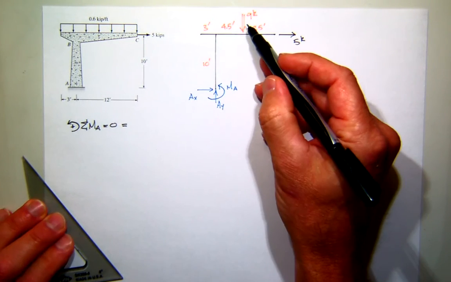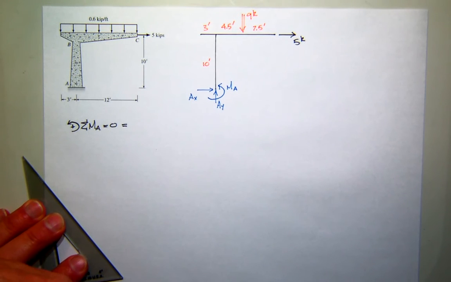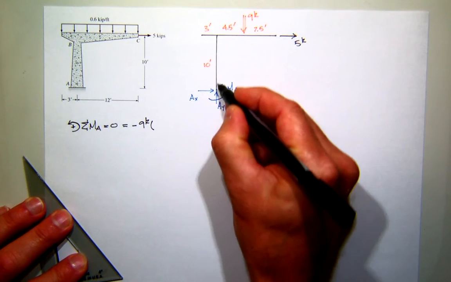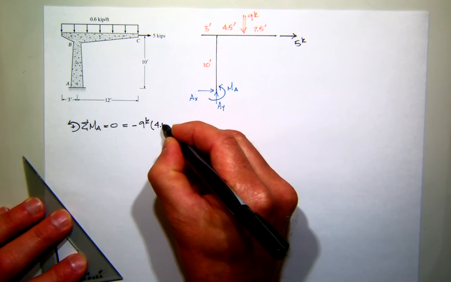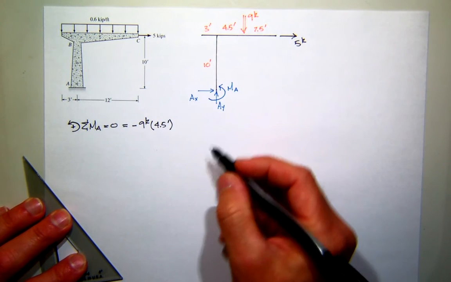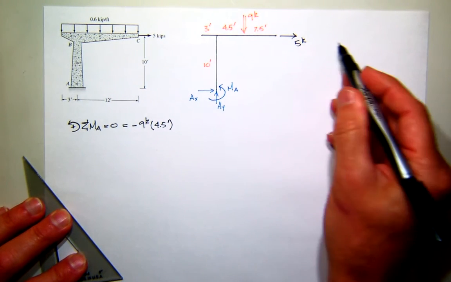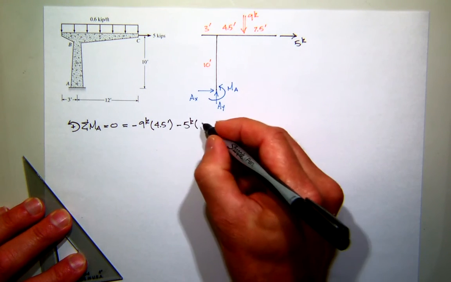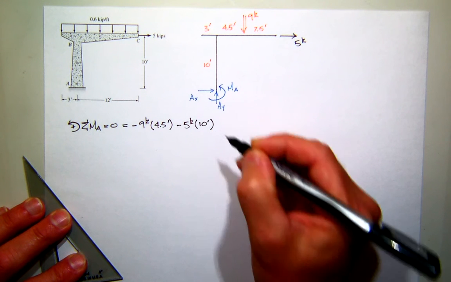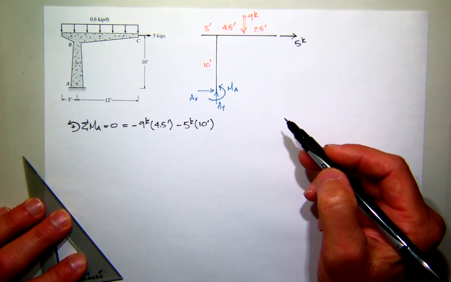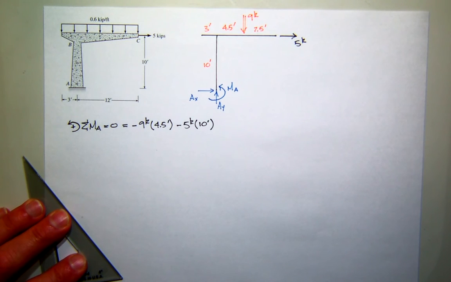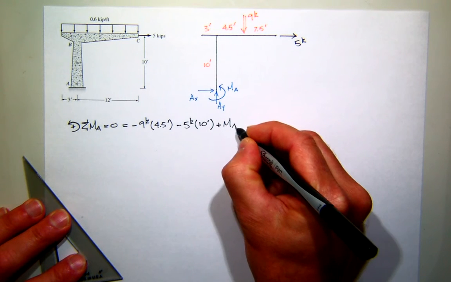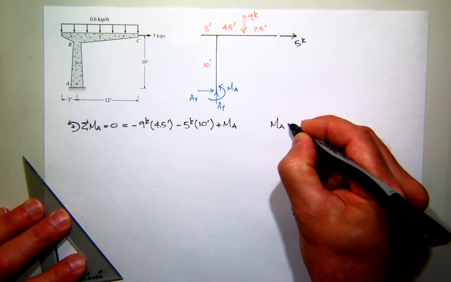So what's the moment about A due to the 9 kip? Is it positive or negative? Negative. So the force is 9 kips. And the moment arm from this line is this distance, 4.5 feet. What about the moment about A for this 5 kip force? Also negative. And what's its moment arm? 10. So I've accounted for the 2 forces. What have I not accounted for? Do AX and AY create moment about A? No. So what's left? The moment at A itself.